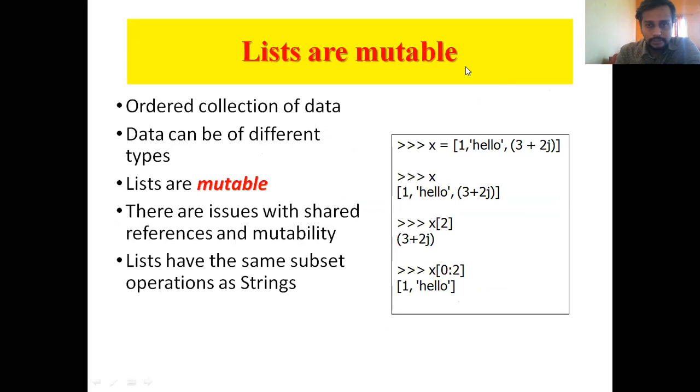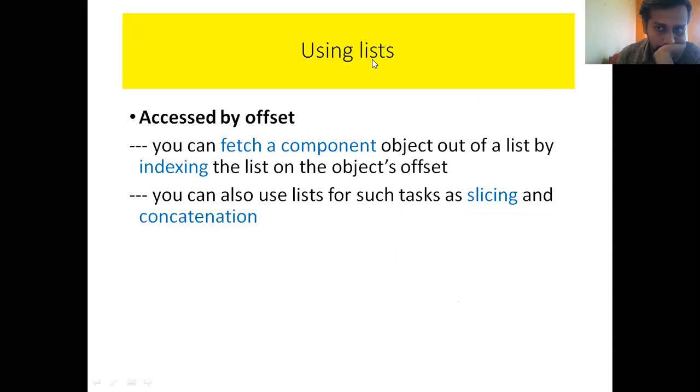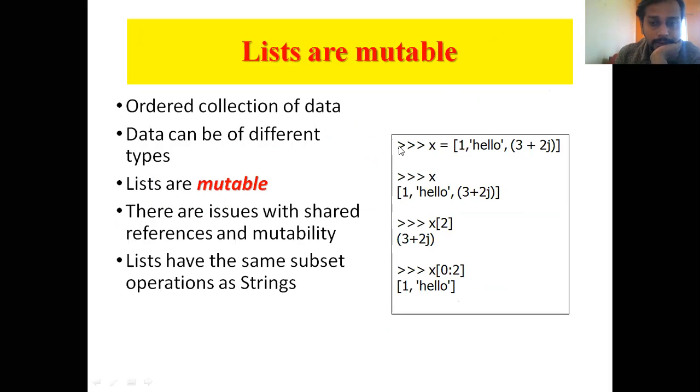As we are using the order, let us take one example. Lists are mutable. We have already discussed lists and taken an example. Now we'll discuss that lists are mutable. Take x as one variable that contains the values number, hello, comma 3 plus 2j. So it contains 3 types of values.